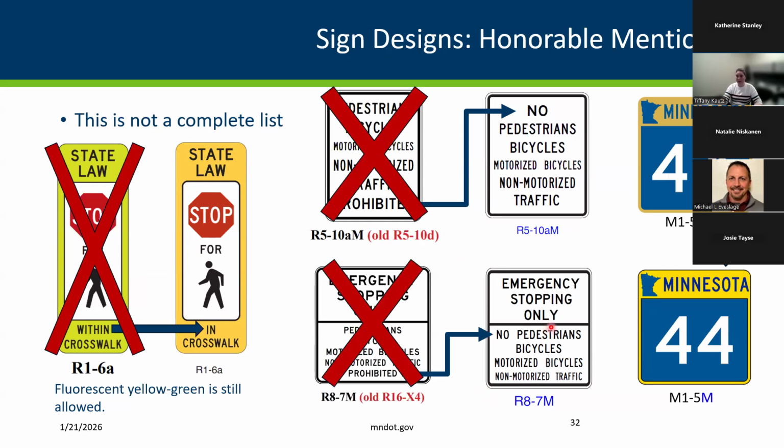And finally, we have the Minnesota MnDOT route sign, the Minnesota route sign, and we're changing the color of this from a gold to a yellow. Now, I really honestly think that only our most eagle-eyed folks on the road will notice this change, but know that the sign will now be a yellow border, not a gold border.